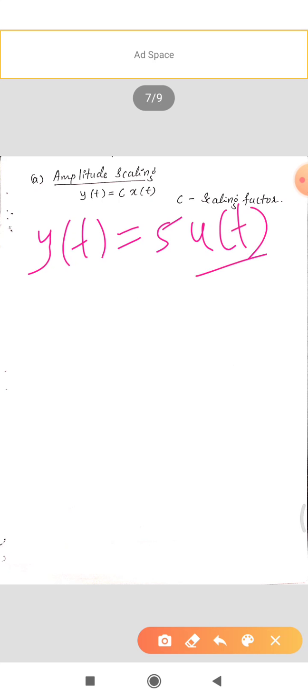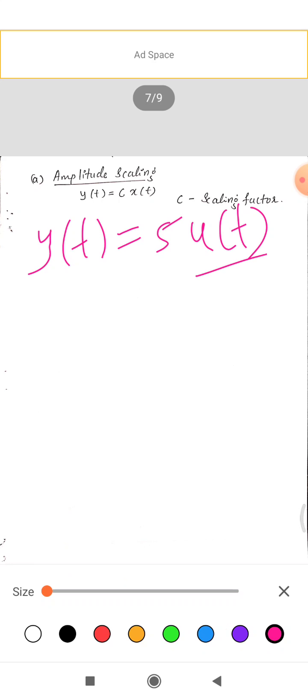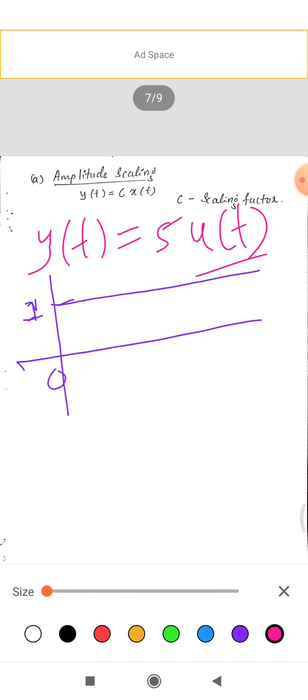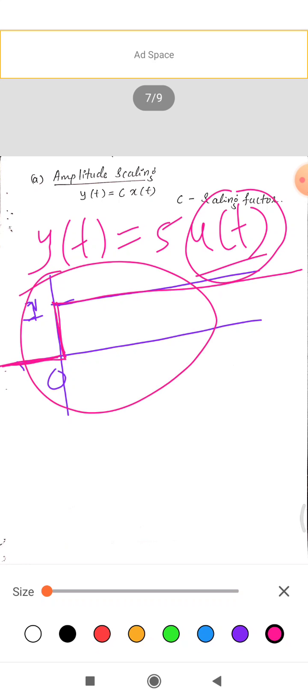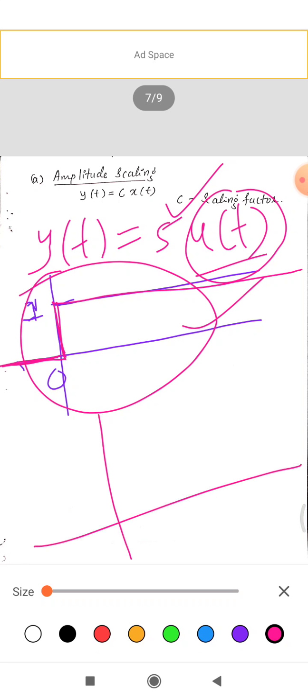For example, you may be asked to calculate y of t equal to 5 u of t. I hope you know what u of t is: the unit step signal. It is 0 before time 0, and after 0 it has magnitude 1. But here they have asked for 5 u of t, which means you have to multiply by the scaling factor 5. So the signal is the same, but it starts at 5 instead of 1. Hope it is clear.